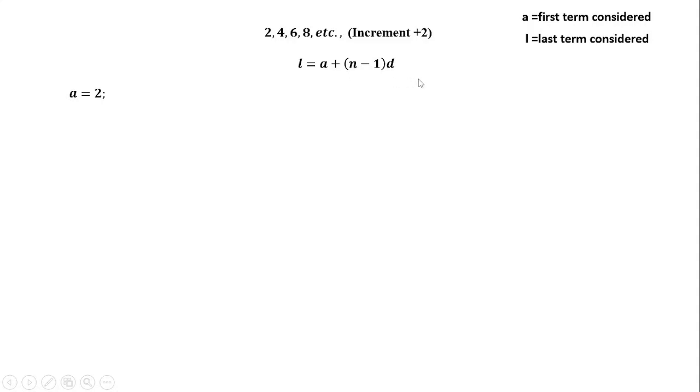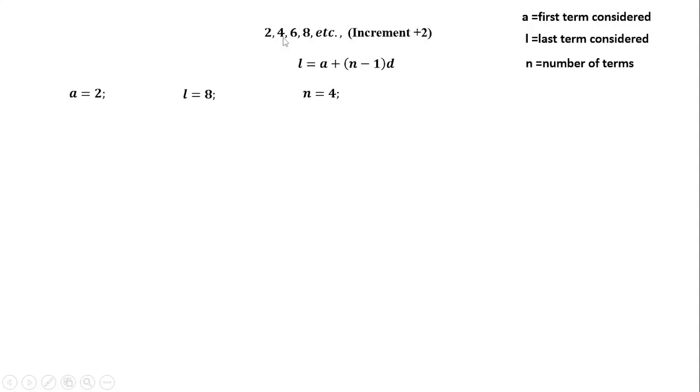After that, L. L is the last term considered. Here what is the last term? 2, 4, 6, 8 are available. Here 8 is the last term. So L is equal to 8. After that, N is equal to the number of terms. Here you see how many terms are available: 2, 4, 6, 8. 4 terms are available. So N, the number of terms, is 4.